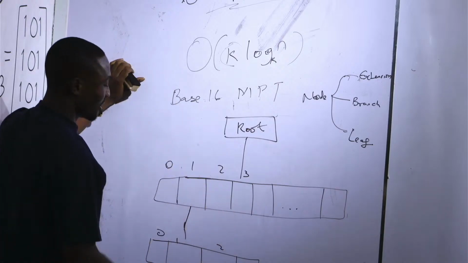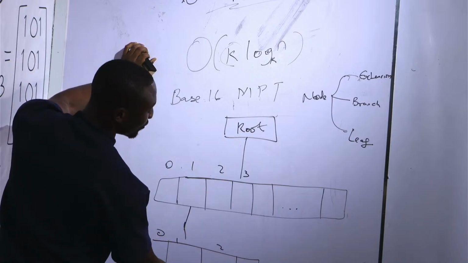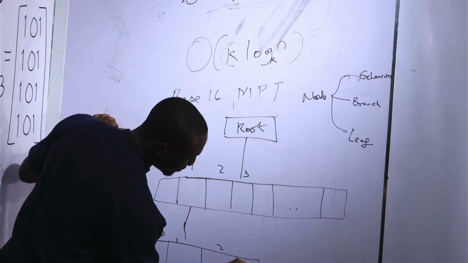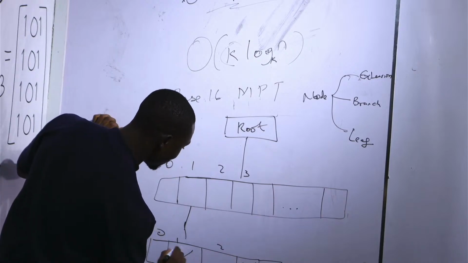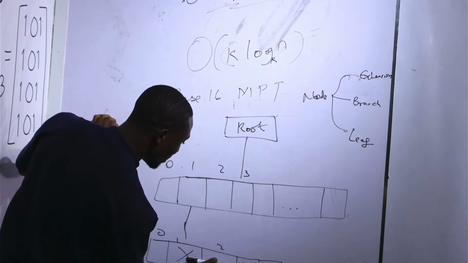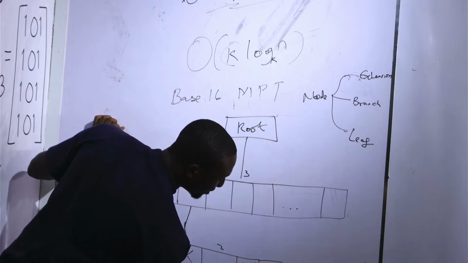So now, to get the proof for this leaf, let's fill some other branches here. If this branch is empty, this part is empty, we have this empty. Let's say we have another leaf here.